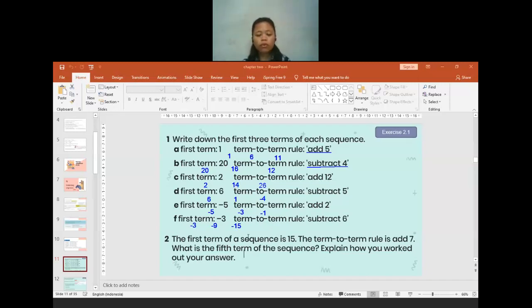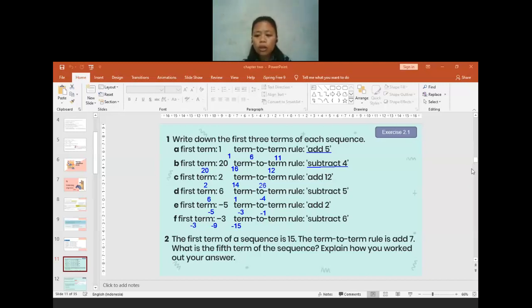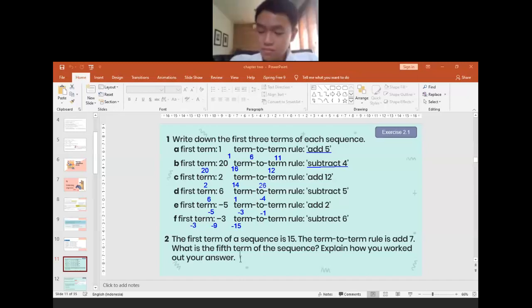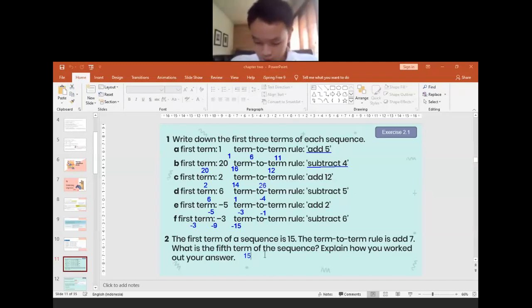No? Okay, if no one has a question, then I'll continue to question 2. The first term of a sequence is 15, and the term to term rule is add 7. What is the fifth term of the sequence? So, 43. Do you get it? Or maybe we can find it one by one, or you directly calculate it? For me, I just add 7 four times.